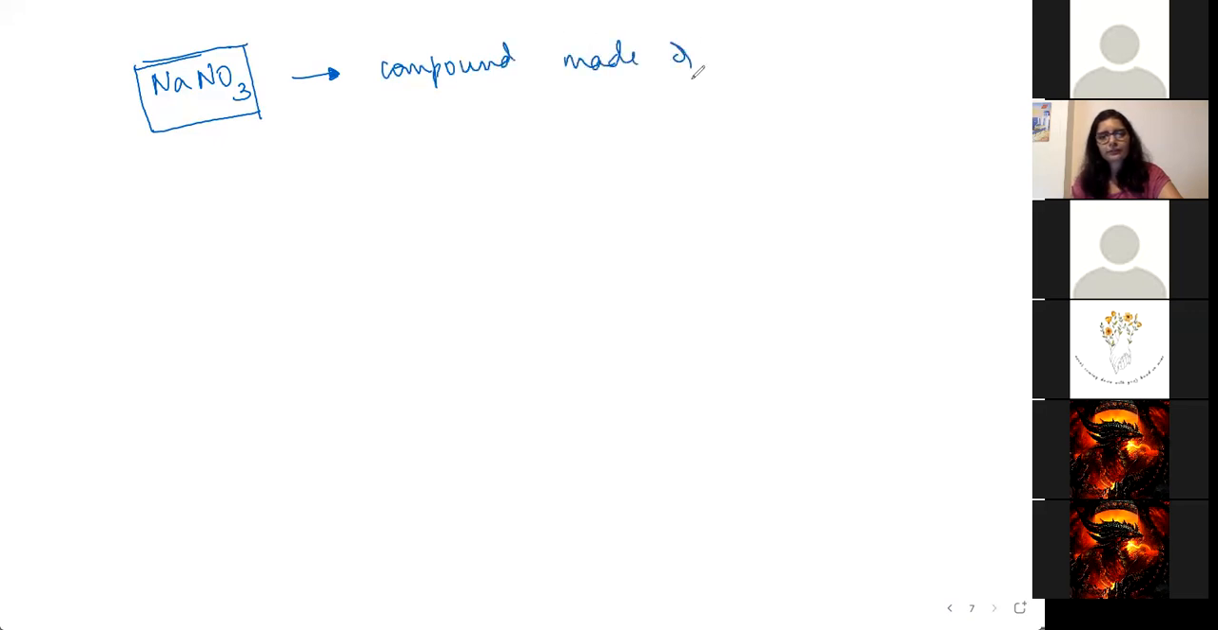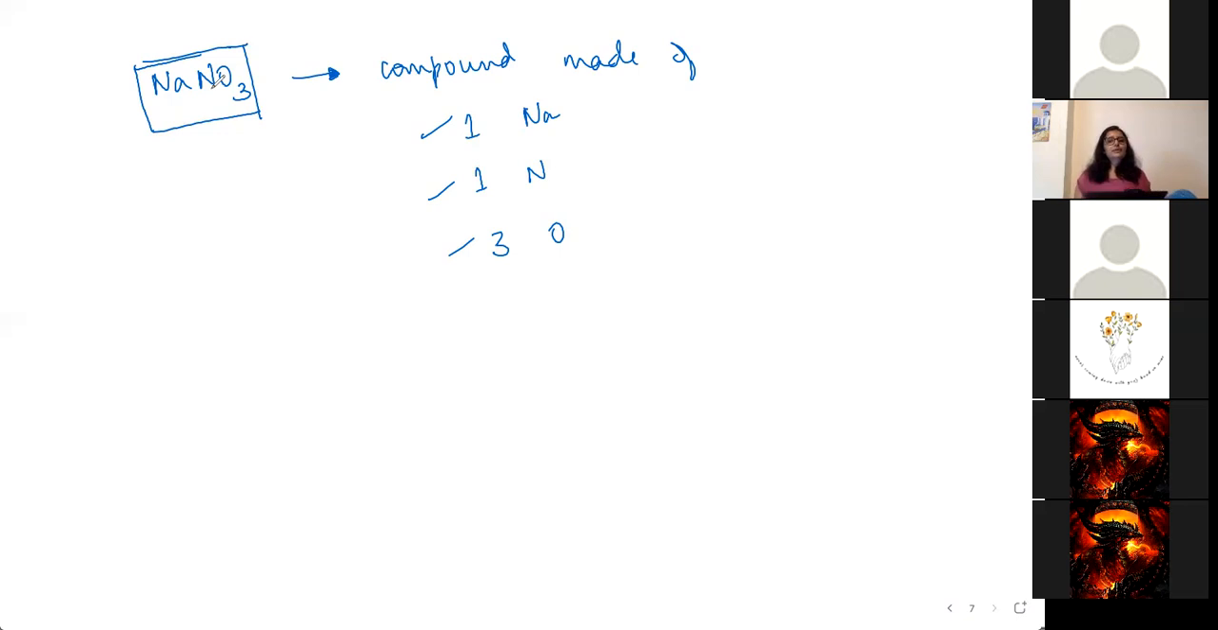So this is a compound made of one atom of sodium, one atom of nitrogen and 3 atoms of oxygen. All of them are chemically bonded. How they're chemically bonded, you don't have to worry about that. Structure is a whole thing. But this much you need to understand, that this particular compound contains one sodium, one nitrogen, and 3 oxygens. That understanding you need to have. So that's the basics of how you represent compounds.